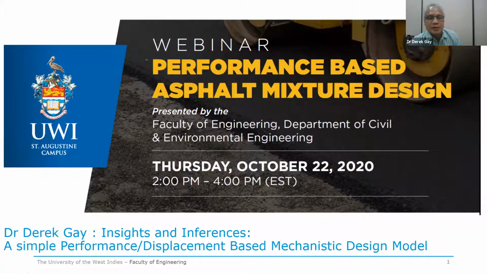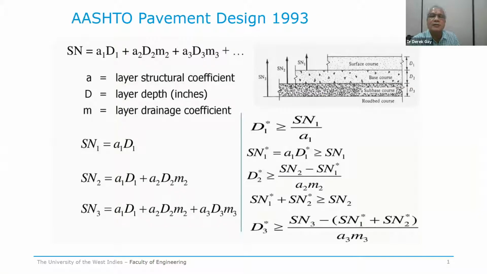In the first presentation, we referred to the AASHTO original design, the structural number design type, and then it moved on to the mechanistic empirical designs, and that was in 2008 and so on. So I'll just start with the AASHTO design of 1993, where most engineers will recognize this from undergraduate. You learn how to develop structural number.